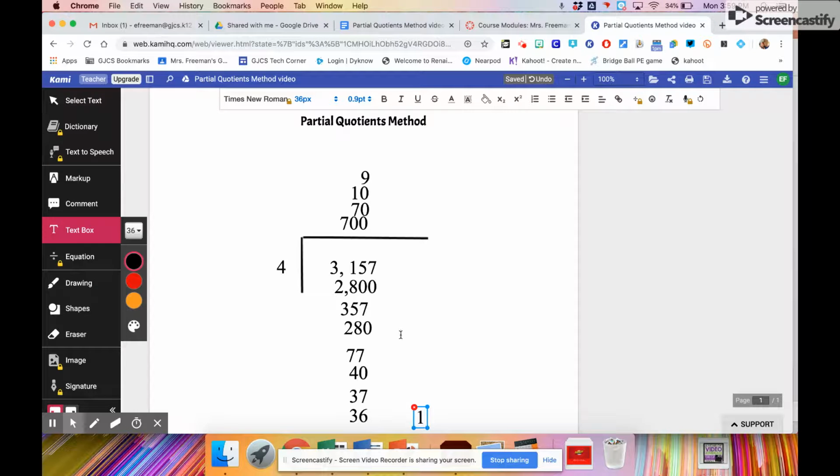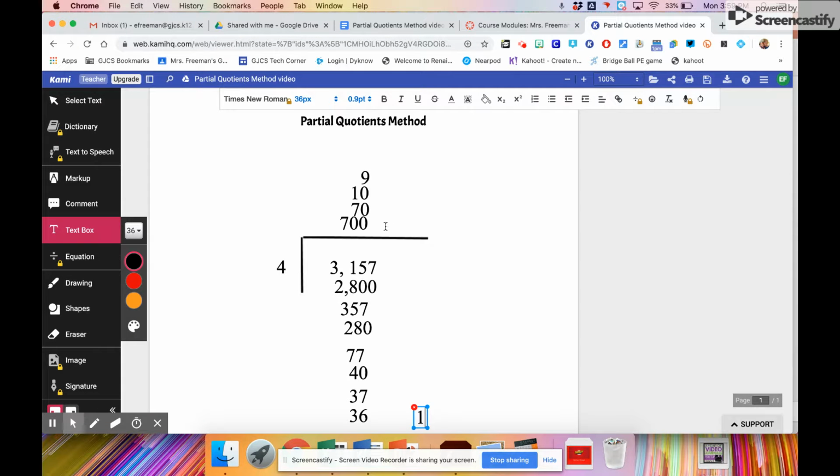So you can definitely see some similarities between the more traditional method and the area model method, but also some differences as well. Now, at this point, I know I have a remainder, but we still have to do a little bit of work figuring out what my answer is. So if we look up at the top, we have to add these partial quotients together. A partial quotient is part of the answer of a division problem. So we have 700 plus 70 plus 10 plus 9.